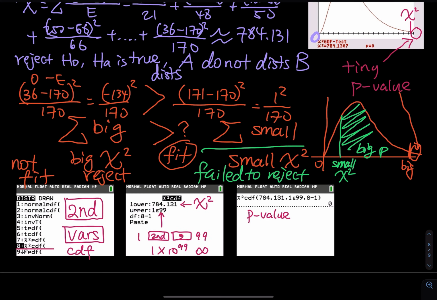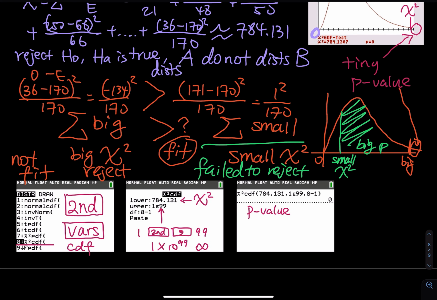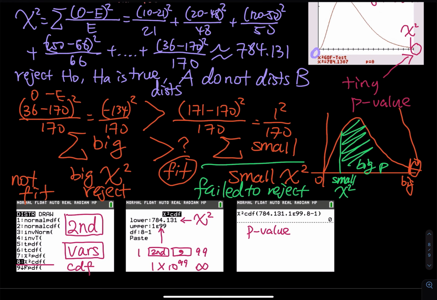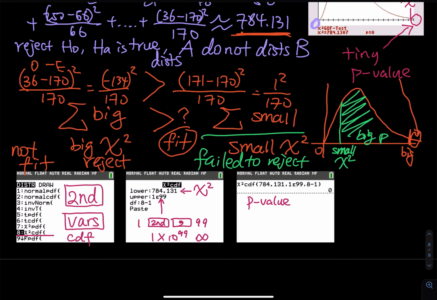Okay, let me do one more thing really quick. The p-value, so if you do everything by hand, you have 784, you want to calculate the p-value. How do you calculate the p-value? You go to 2nd VARS, you hit the second key, and then you hit the VARS key. You go down to find chi-square CDF. CDF stands for cumulative density function. That means finding the area under the curve. The PDF is finding a point on the curve.